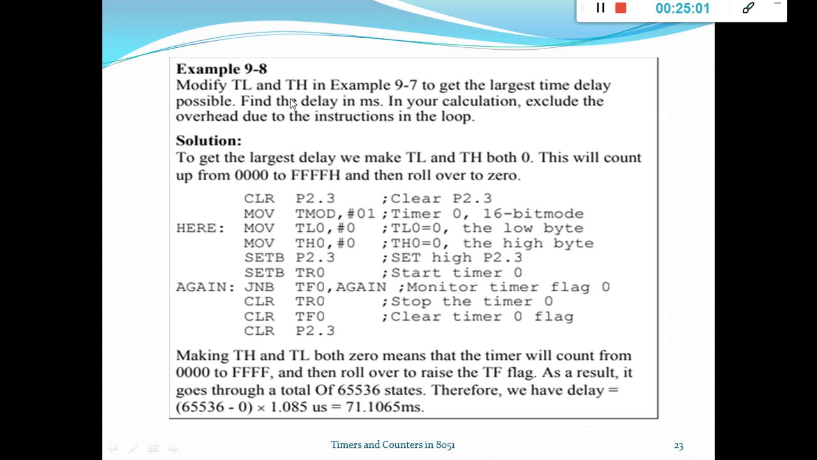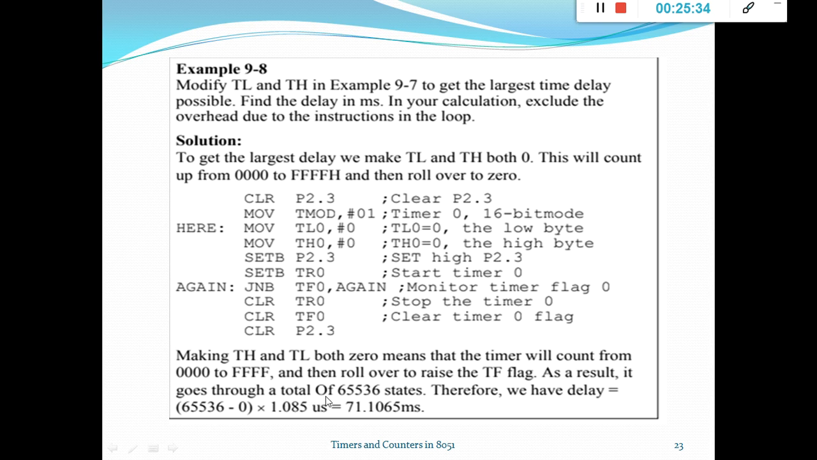For the given question, find the delay in milliseconds. In your calculation, exclude the overhead due to instructions in the loop. So here you must not include the overhead. Directly from the initial count you have to calculate the largest delay. So whenever this question is asked to get the largest time delay, you have to load the initial count as 0000 in TH and TL. Everything is the same, the program is the same, only the initial count is changed. So when it is 0000, this is the time delay you are going to get.